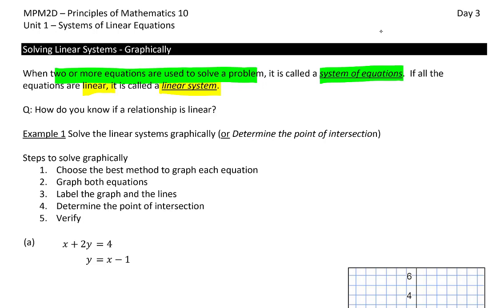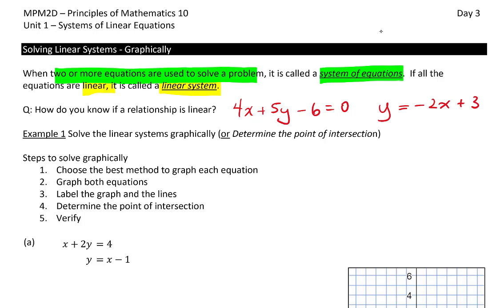How do you know if a relationship is linear? Well, here are two examples of linear equations. 4x plus 5y minus 6 equals 0. That is your linear equation in standard form. And y equals negative 2x plus 3. That's a linear equation in slope y-intercept form. And we know these are linear equations because the exponent on the variables x and y are exactly 1.